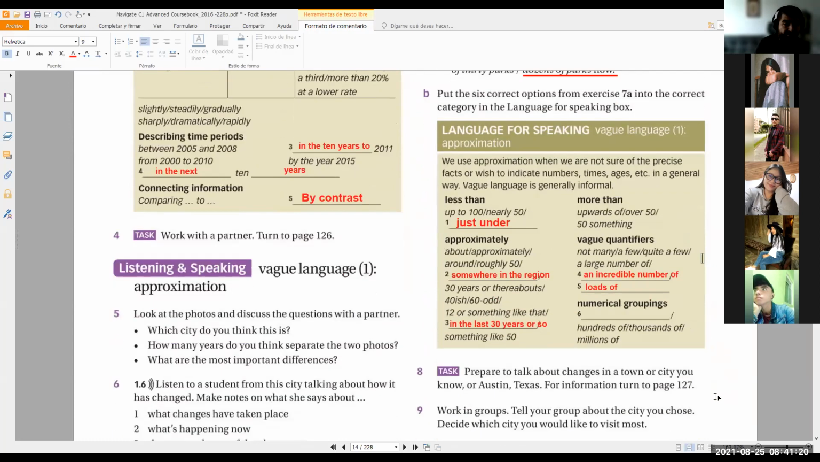And we get the last one, number 6, numerical grouping. So we use hundreds of, thousands of, millions of. We said that before. Let's see which one could be the one to use here. Let me see who I like to listen to this time. We're gonna listen to Camila Navarro. Please, number 6.